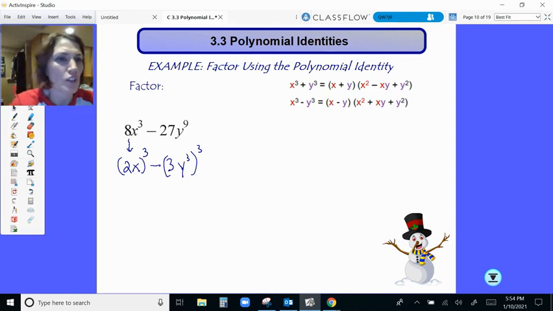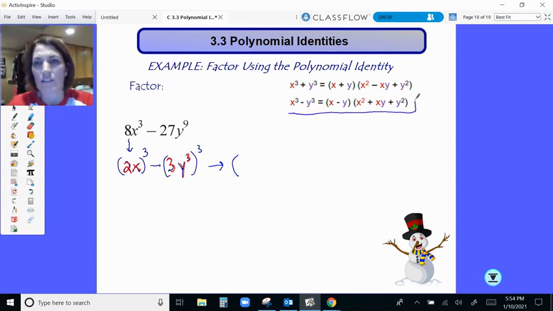It's always really important to identify what my a and my b are, or what my x and my y are right here. So this is going to be 2x, and then 3y cubed, which are going to be my two root terms. All right, so now we can go ahead and factor that out. We're going to have just our a minus b, so we're going to use this one again. So just our x minus y, so just 2x minus 3y cubed. I don't like the fact that they use y here, so this would be a minus b. This would be a squared plus ab plus b squared.